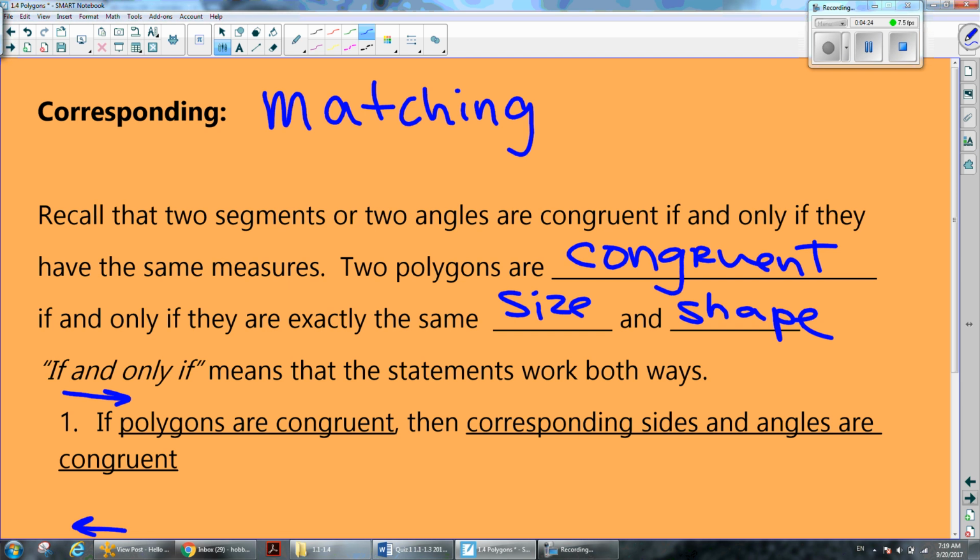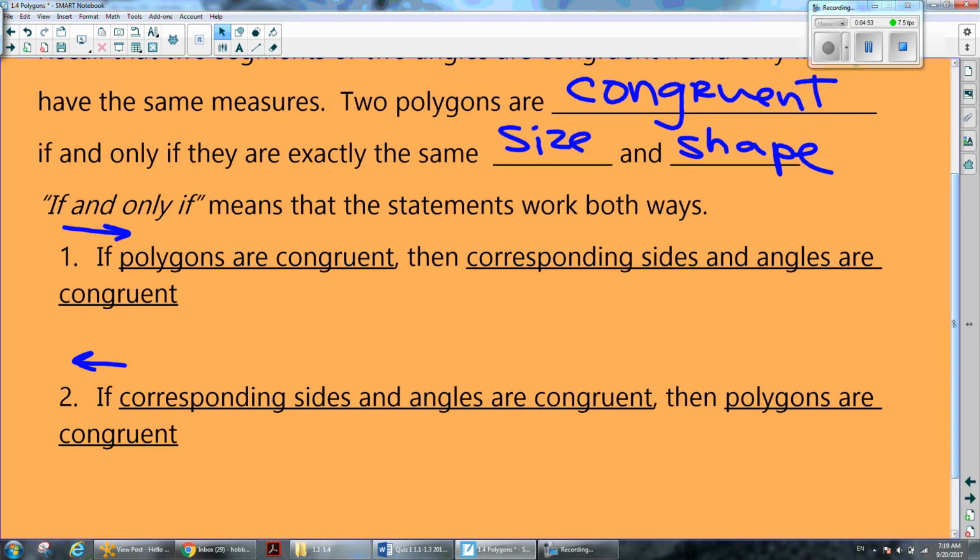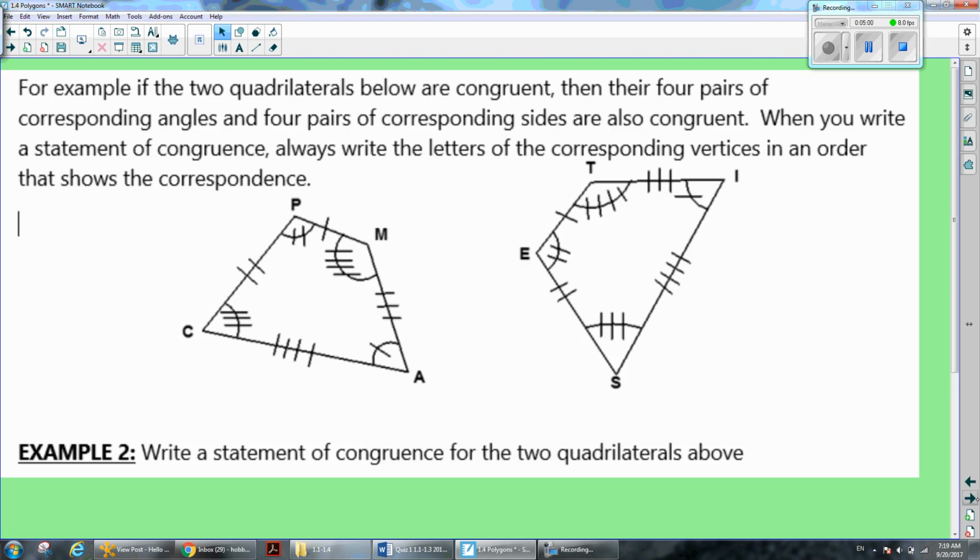Okay, so corresponding just means matching. So we've said that two segments or two angles are congruent if and only if they have the same measures. So we say two polygons are congruent if and only if they have the exact same size and shape. And when I say if and only if, it means that the statement works both ways. So I could say if polygons are congruent, then corresponding sides and angles are congruent. Or I could read that statement the other way. If corresponding sides and angles are congruent, then the polygons are congruent.